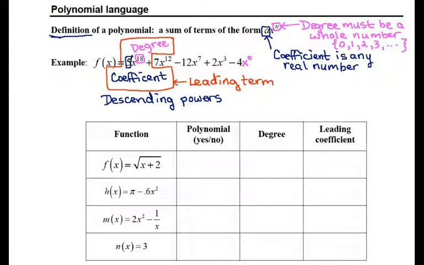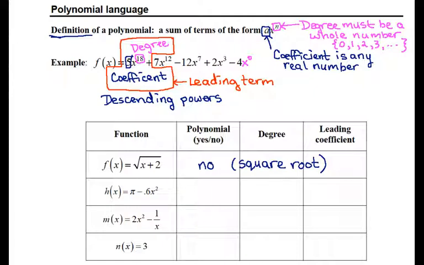So, looking at this first example, f of x equals the square root of x plus 2. This is not a polynomial because of the square root. The square root is not a term of the form a times x to the n, where n is a whole number power of x. It doesn't allow for anything other than whole number powers.